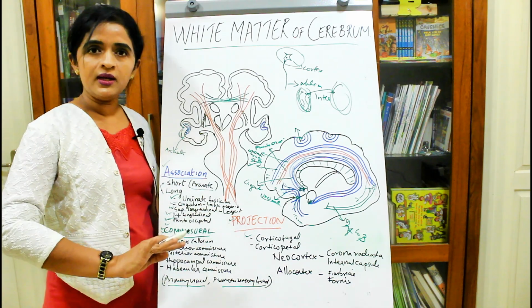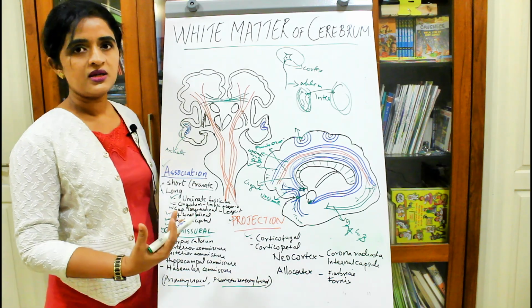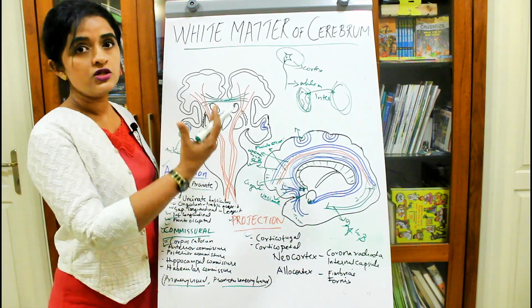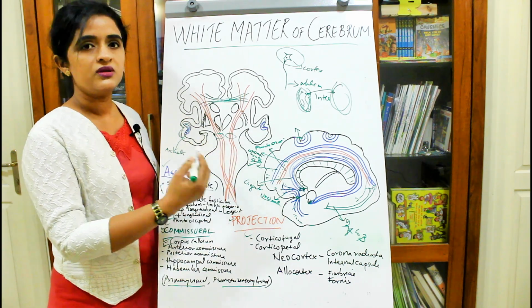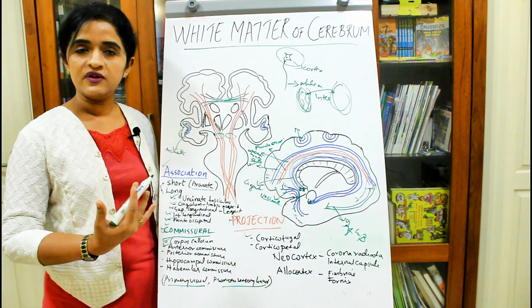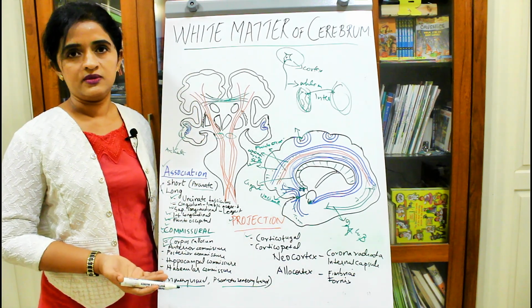So corticofugal means the fibers which are running away from the cortex, and corticopetal means the fibers which are running towards the cortex. These bundles of nerve fibers will have fibers running in both directions, towards the cortex as well as away from the cortex.